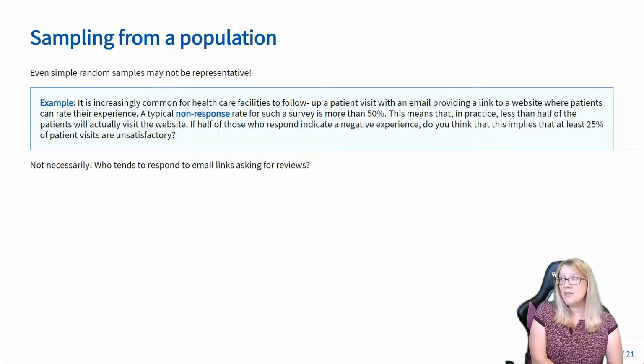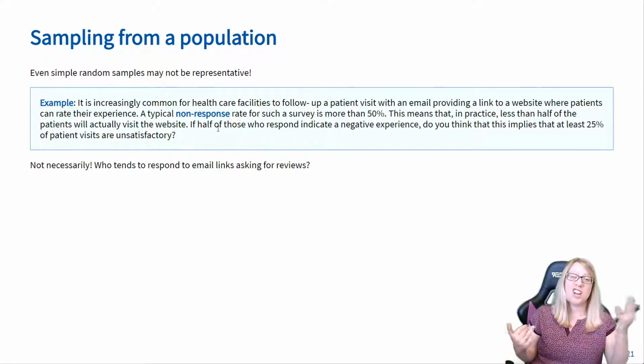Maybe, but probably not. Think back to your previous experience. When did you rate a product or give a review? Are you more likely to give a review if you are very satisfied, very unsatisfied, or somewhere in the middle? We tend to lose representation from that middle group.